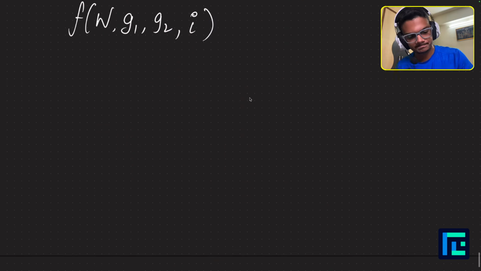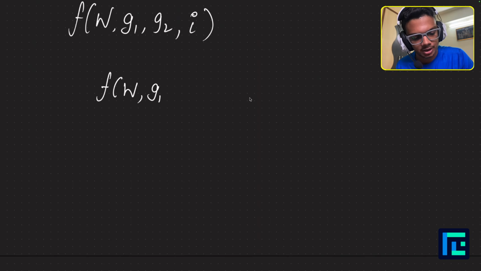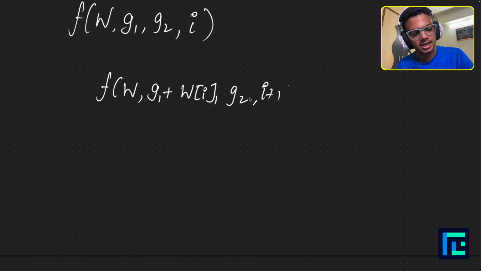So we can either add an element to group 1. In that case, the weight array will still stay the same. If you decide to add to group 1, that G1 becomes G1 plus weight of I, right? And G2 still stays the same, and consider the next guy. Fine. But you can also decide to add it to the second guy.